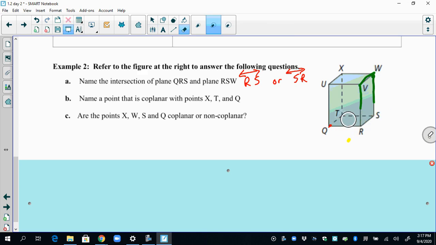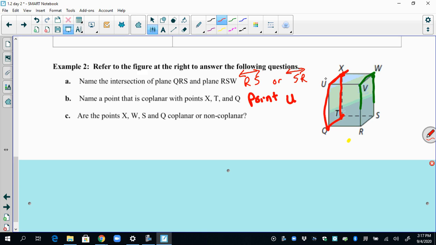Name a point that's coplanar with points X, T, and Q. Okay, so let's identify where those points are. We've got point X, point T, and point Q. If we make the plane that those 3 points are in, then what's another point? Point U is also in that plane.